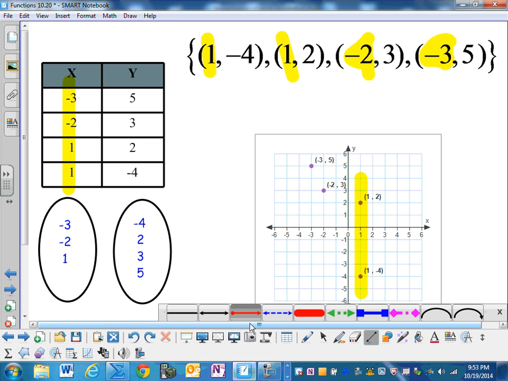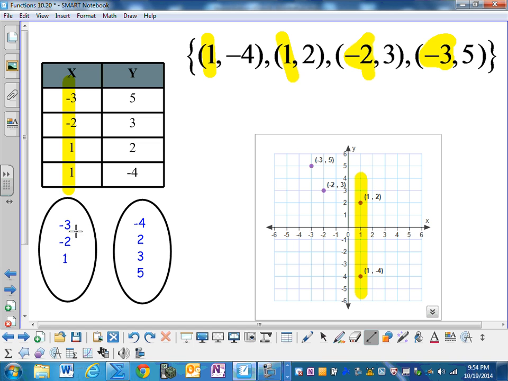Now when I go to map, again, I must take each number, each x value, list the least to greatest, and I'm only listing it one time if it repeats. I take the y values and list them least to greatest, and list them one time if they repeat. So, -3 goes with 5, -2 goes with 3, 1 goes with 2, and 1 goes to -4. So now that I've mapped it, I can see that this is not a function because there are two arrows, two rays going off the number 1. That means the number 1 repeats itself and it's not a function.